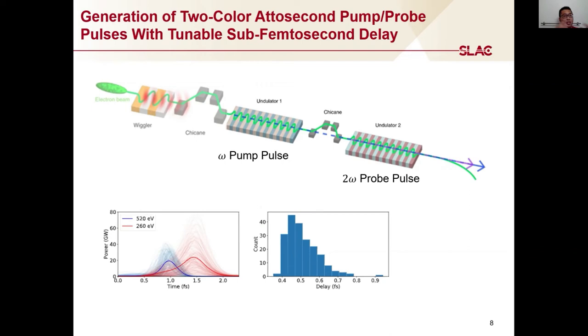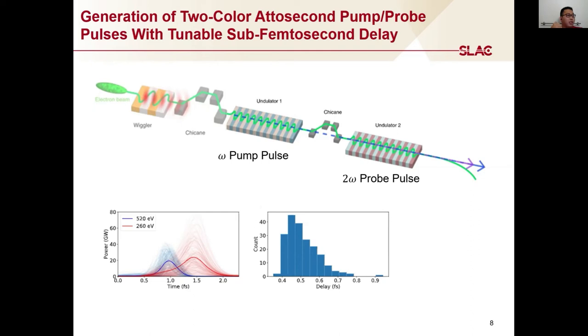In this scheme, the LCLS undulator is divided into two parts separated by a magnetic chicane in the middle. The magnetic chicane delays the bunch with respect to the FEL. So basically, we lase the ESASE current spike within the first undulator and produce the first pulse, and we then lase it again in the second undulator to produce the second pulse. The minimum delay between the pump and probe pulse pairs is limited by the slippage of the first pulse in the second undulator section. So probing dynamics on timescales below 1 femtosecond requires the generation of attosecond pulse pairs with variable delay down to the sub-femtosecond level.